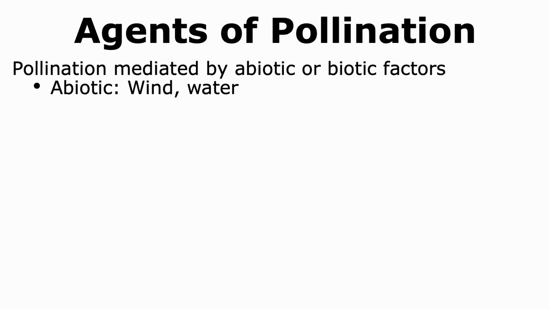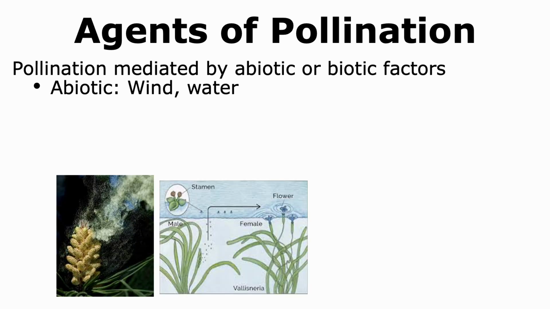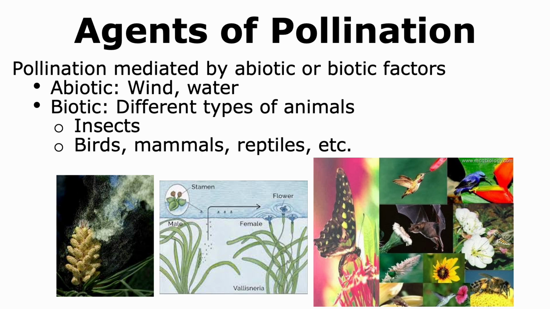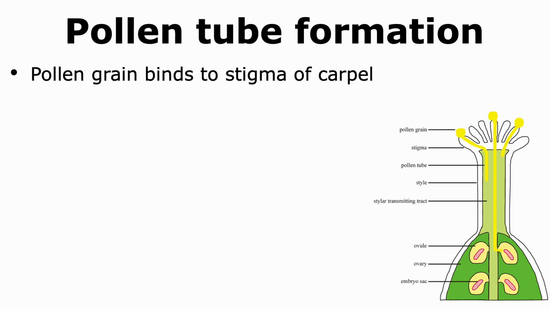The abiotic or non-living factors that mediate pollination include wind as well as water. The biotic agents of pollination are different types of animals. These can include invertebrates like insects, as well as vertebrates like birds, mammals, and even reptiles.